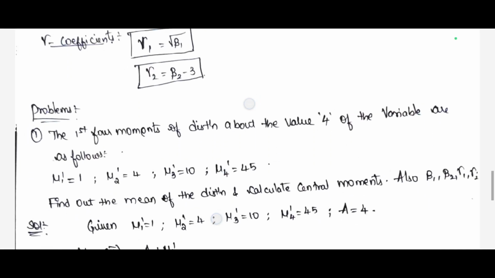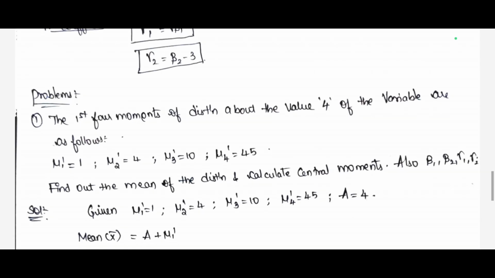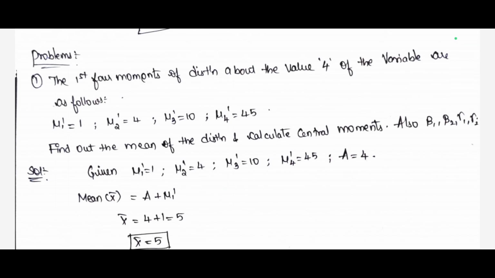So these are some problems we have to see. The first four moments of the distribution about the value 4 of the variable are as follows: mu1 dash, mu2 dash, mu3 dash, mu4 dash are 1, 4, 10, 45. Find out the mean of the distribution and calculate the central moments also: beta 1, beta 2, gamma 1, gamma 2.